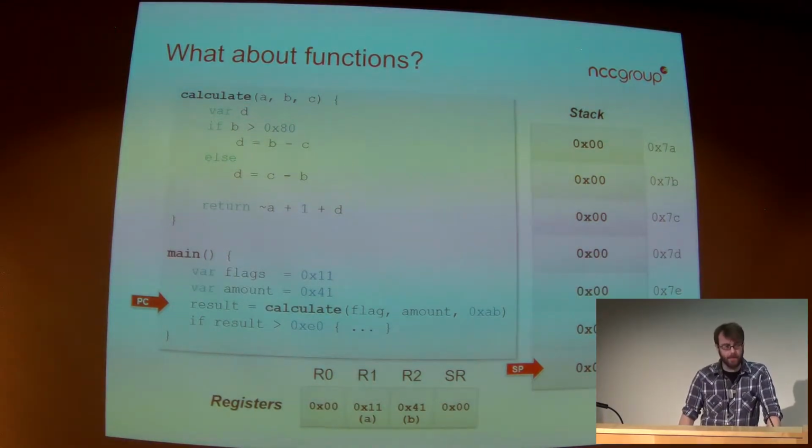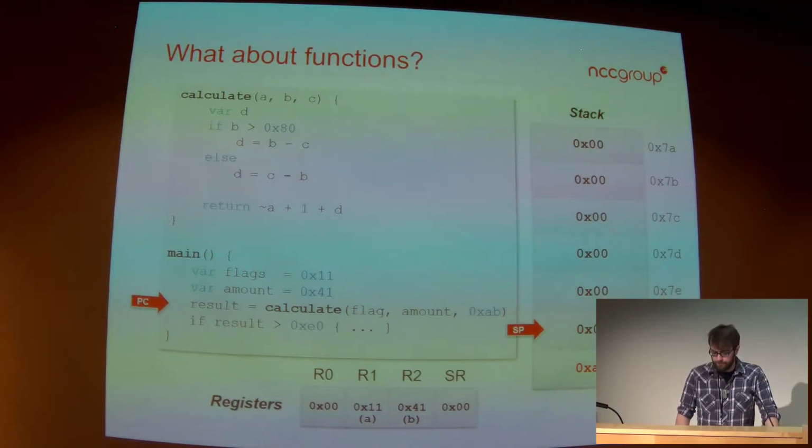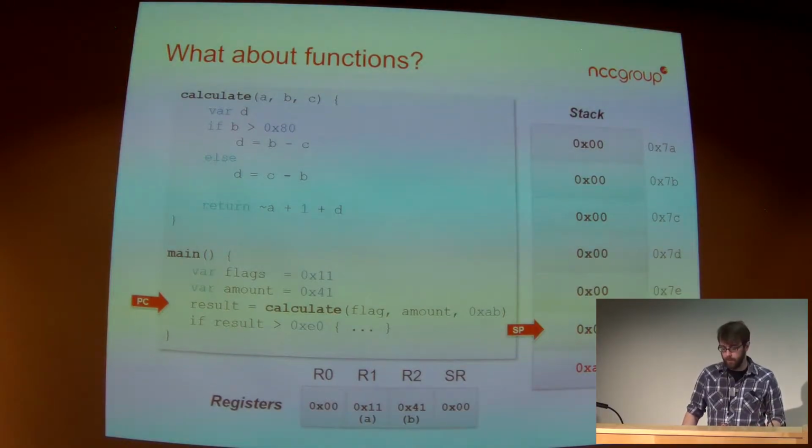So we're going to push AB on the stack. It's called pushing and popping on the stack. So we put the value AB in there. That's our value for C. And then we're going to increment our stack pointer. And that push and pop usually automatically increments and decrements that stack pointer as part of the instruction.